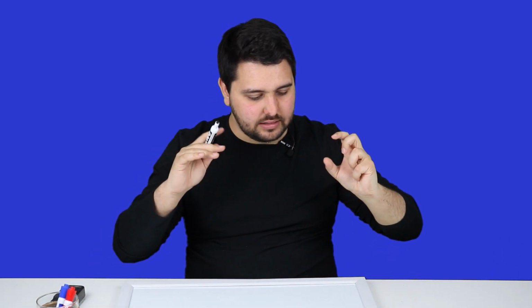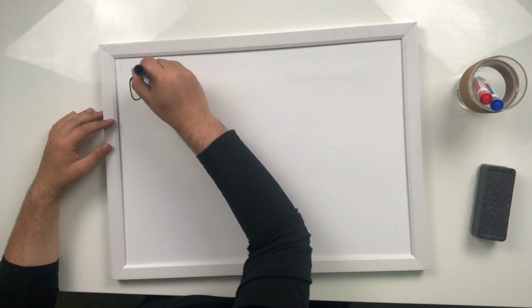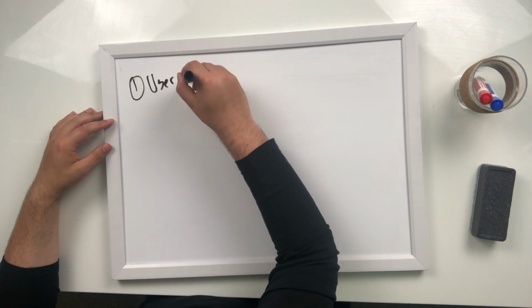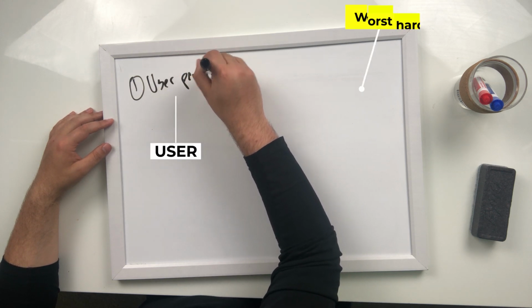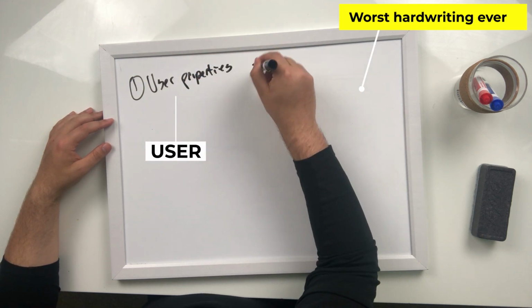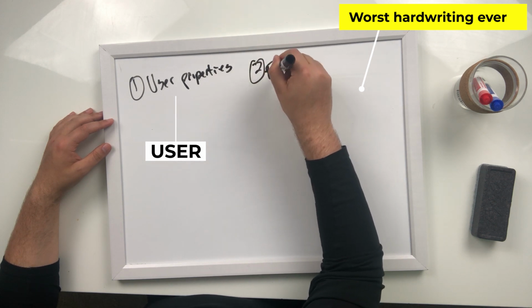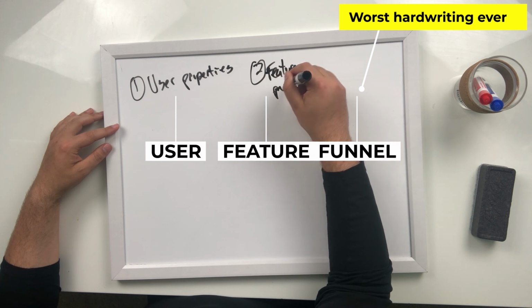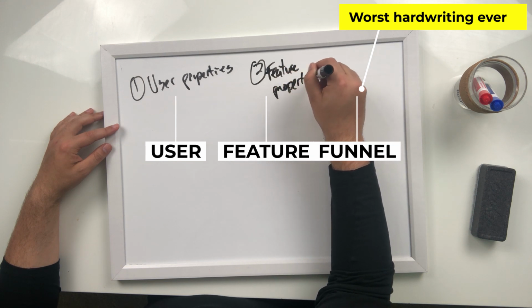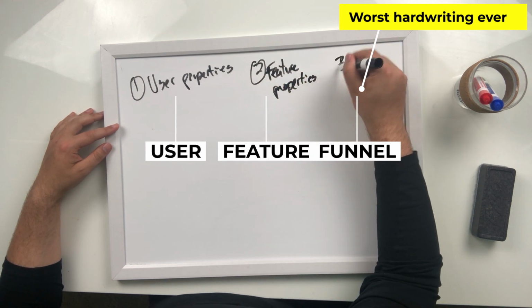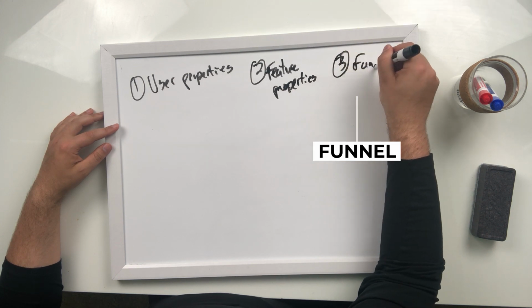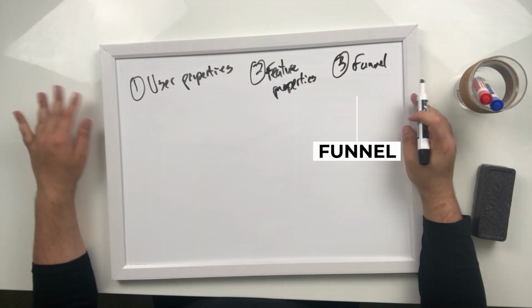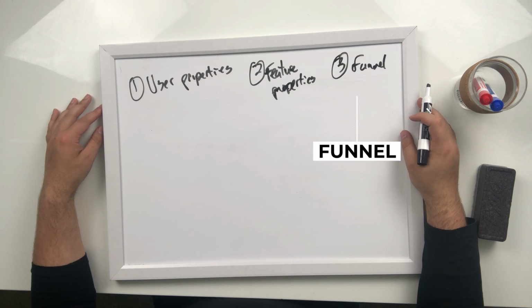Yeah, so I try to think about these things along three big dimensions. One, we'll call user properties, and I'll clarify what I mean by this in a minute. Two, feature properties. And three, funnel. Great, that definitely makes sense. Let's start with user. Cool. What are your thoughts there?